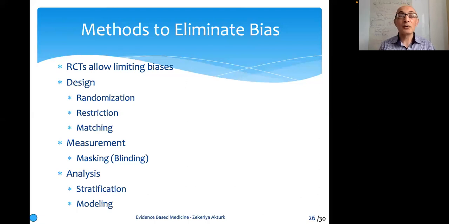Another option could be to have tandem partners who control the measurements. Every measurement is done not only by one scientist, but by maybe two. Then if one makes a mistake or error in the measurement, the other one will catch it, and we will prevent false measurements. In the analysis phase, there are statistical methods like modeling, regression modelings, or stratifications, which might help us to eliminate bias.